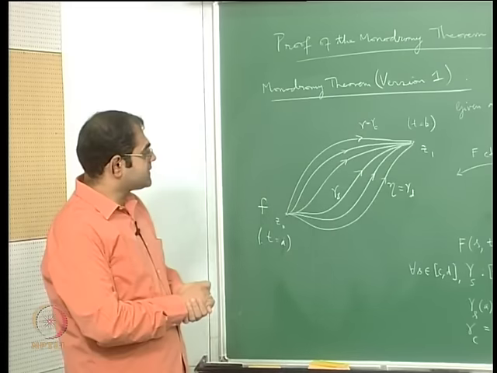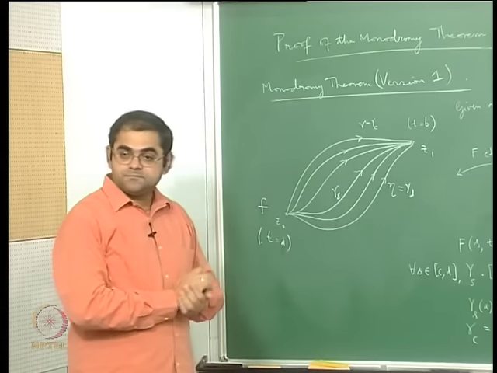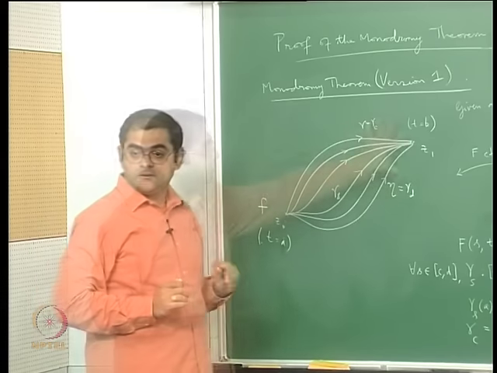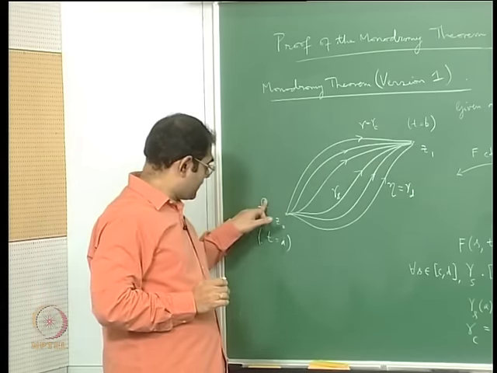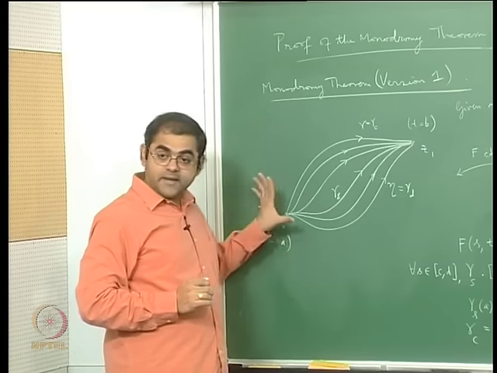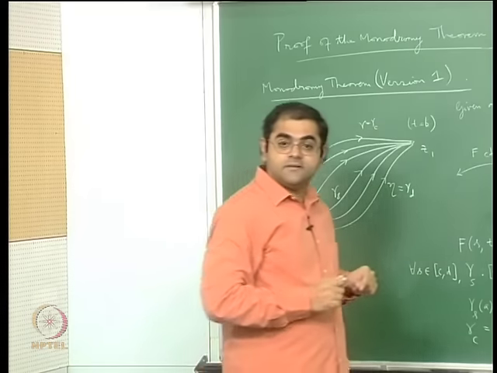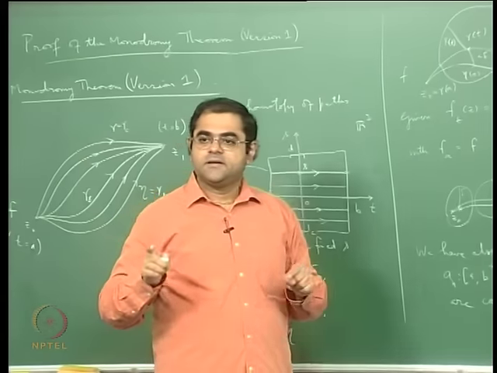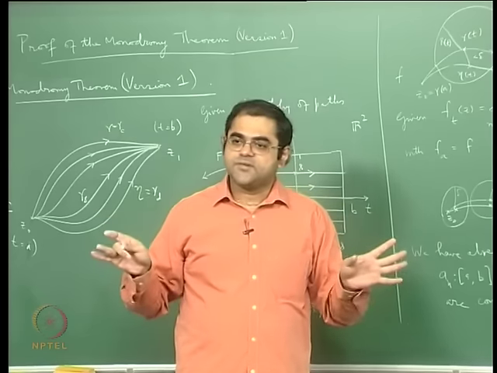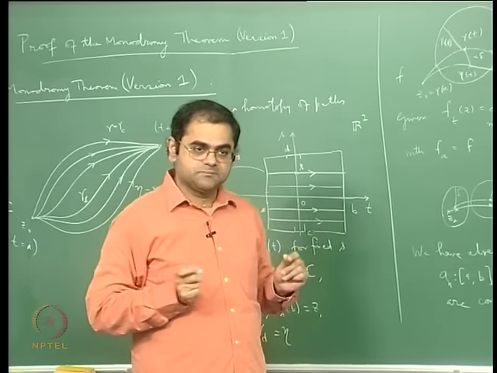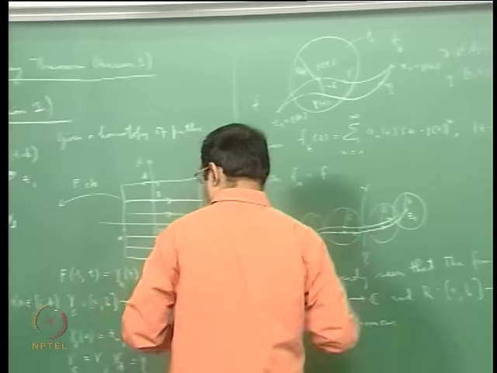So the monodromy theorem says that if you have a homotopy like this and there is no obstruction, that means a given analytic function at the starting point can be analytically continued along all these paths, then the function you get at the end along any of these paths, they are all one and the same. You are going to get only one analytic function. So that is what we are going to prove.